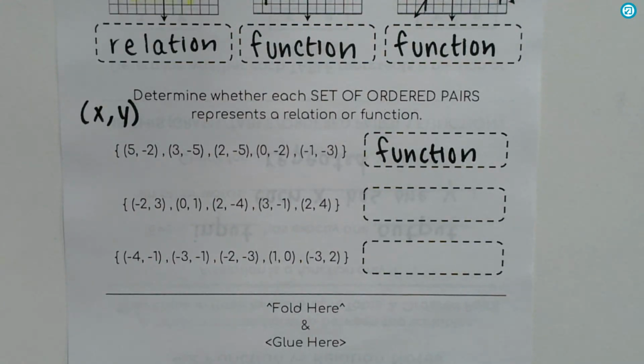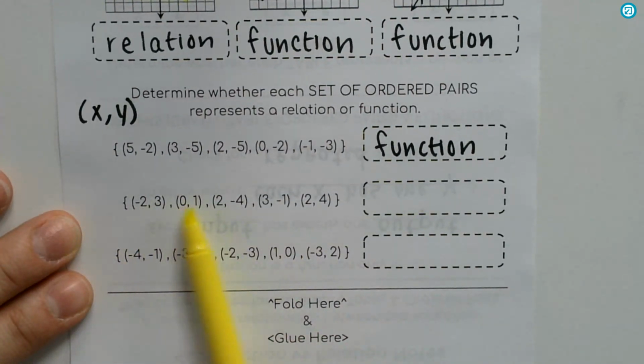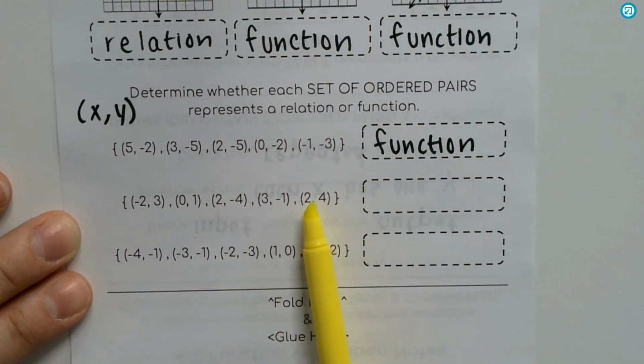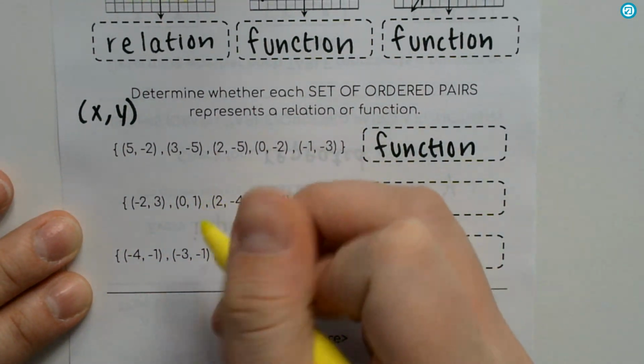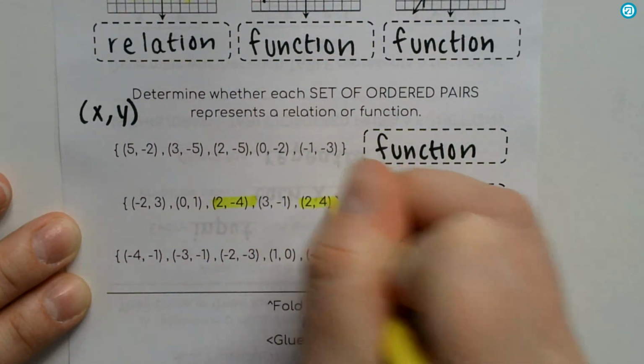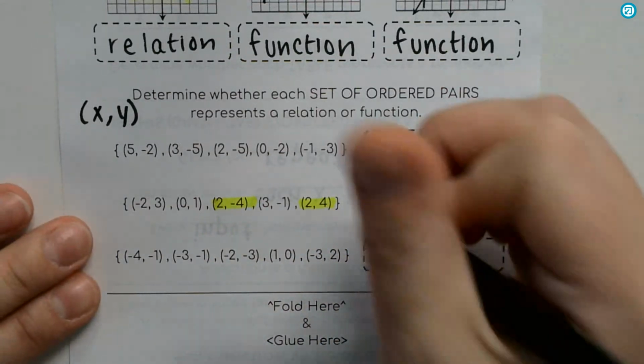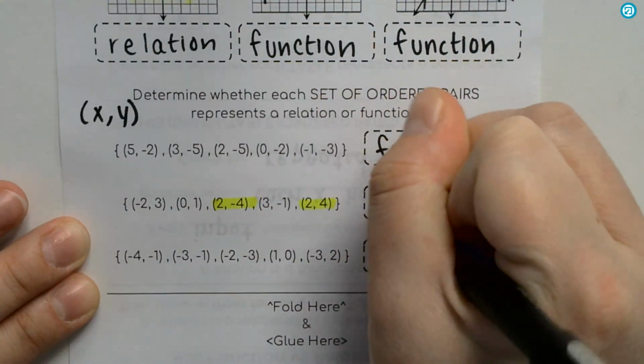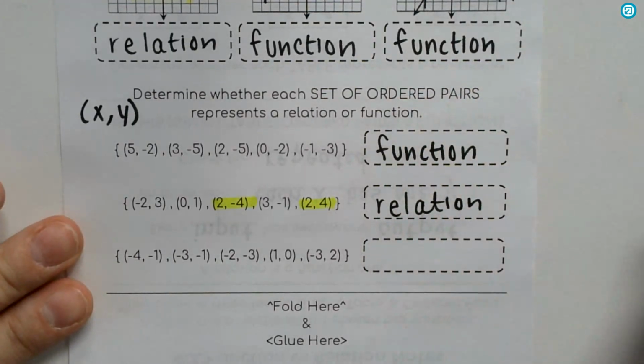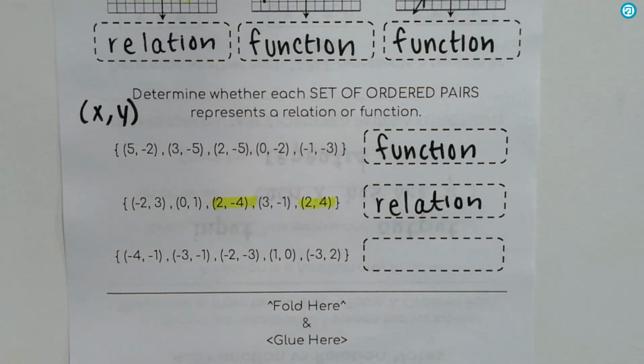Okay, next one. I've got -2, 0, 2, 3, 2. So that 2 repeats. And not only does it repeat, it leads to a different output. So that's what we have to check for: does it repeat and does it lead to a different output? And it does. So 2 goes to -4, 2 goes to +4. So that means this one is a relation. If you can remember, repeats lead to relations. R and R.